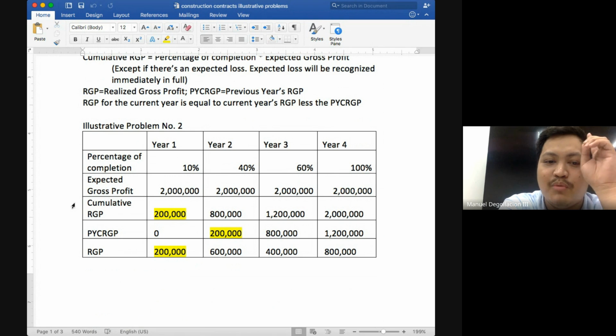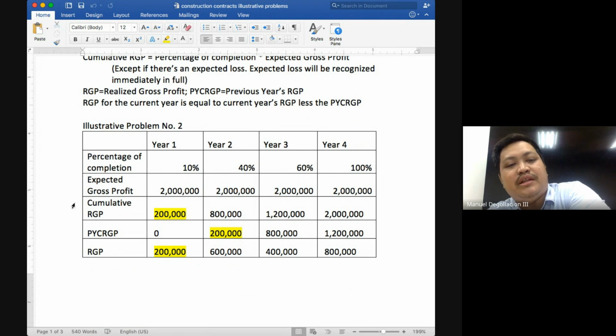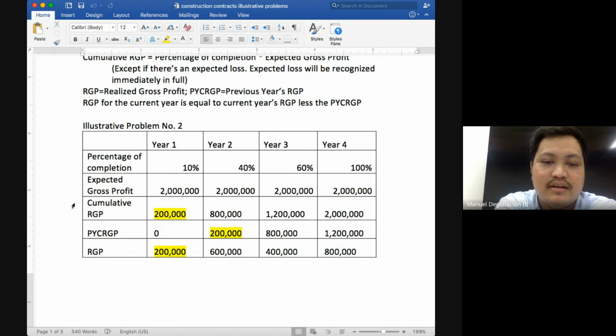Okay, but the question is, how much will you report as profit this year? If you have already earned 800,000, how much will you report this year? If you have already reported 200,000 last year, the amount that you will report this year will only be 600,000. So 800,000 less the cumulative of last year, 200,000, will give you the RGP for year 2 in the amount of 600,000. Again, if we break down the cumulative RGP, 200,000 in year 1, 600,000 in year 2.